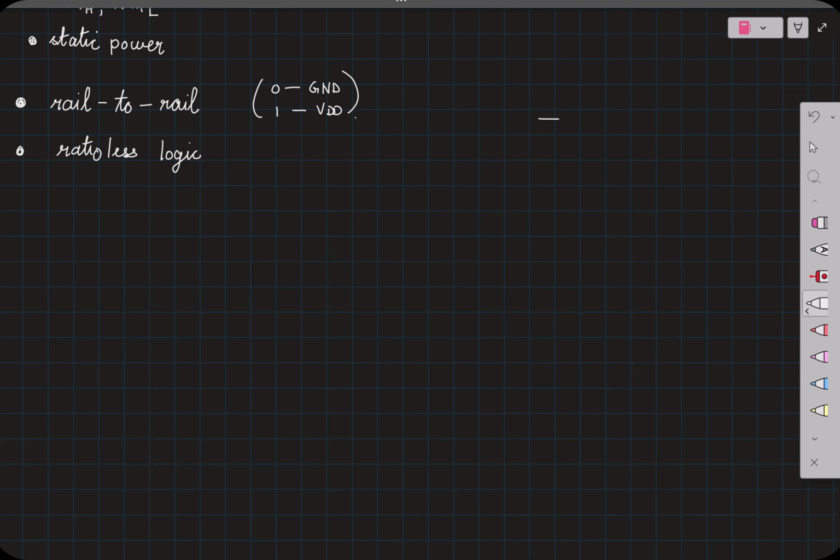So the term ratio-less logic refers to the fact that your output steady state voltages are not a function of the device strengths of NMOS and PMOS, right? Your output logic 0 is at 0 volt according to this diagram, irrespective of the sizing of WP and WN. Similarly, your steady state logic 1 is VDD, irrespective of the ratio of the drive strength of the two devices. This is not true for certain types of inverters, right? For certain types of circuit implementations, this statement is not true.